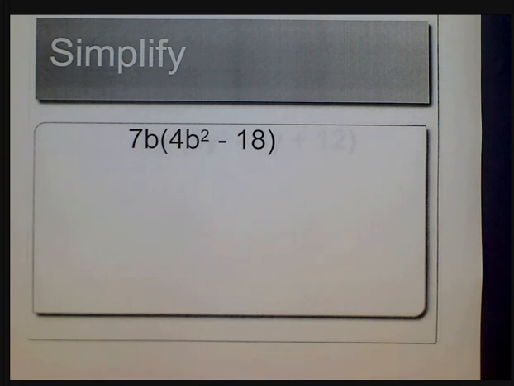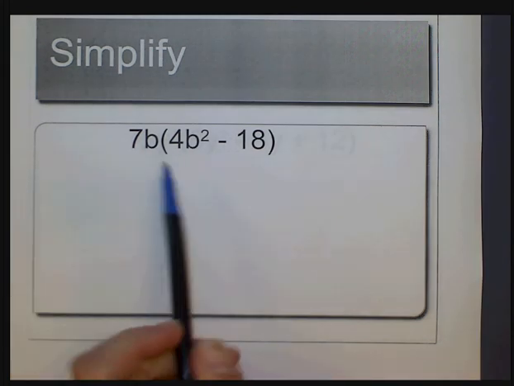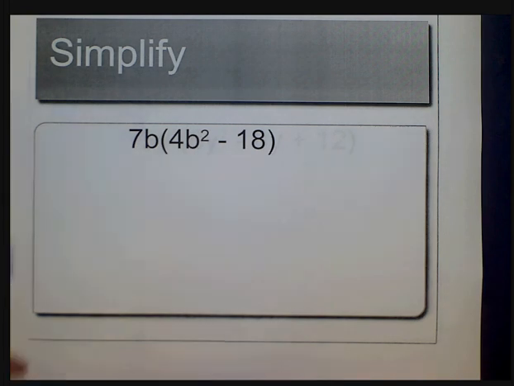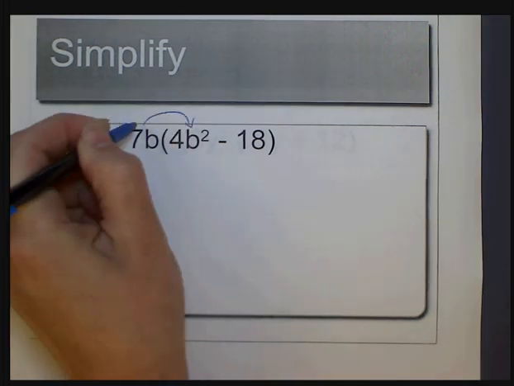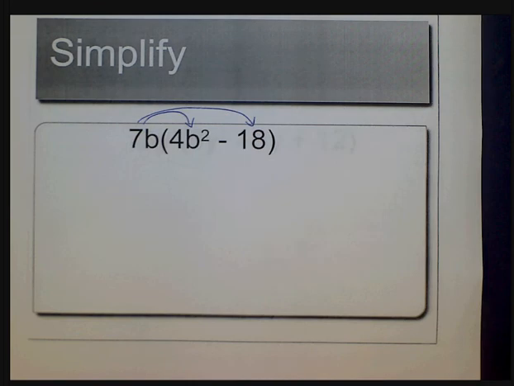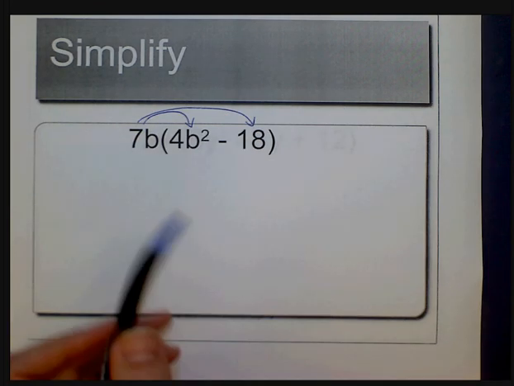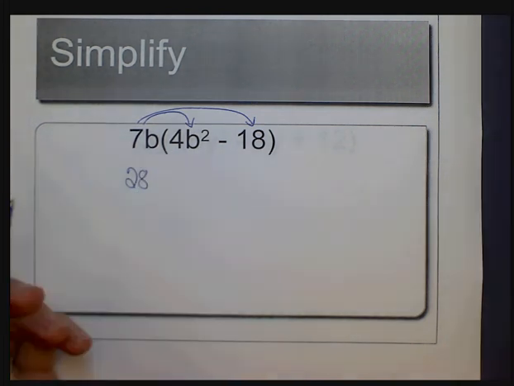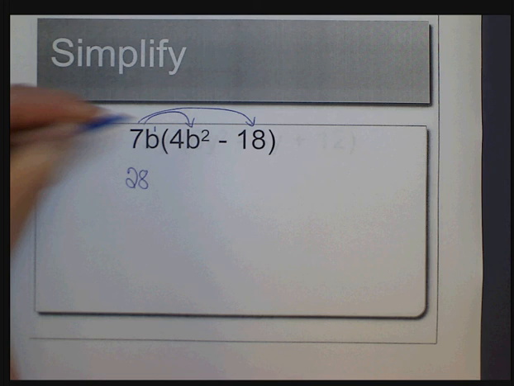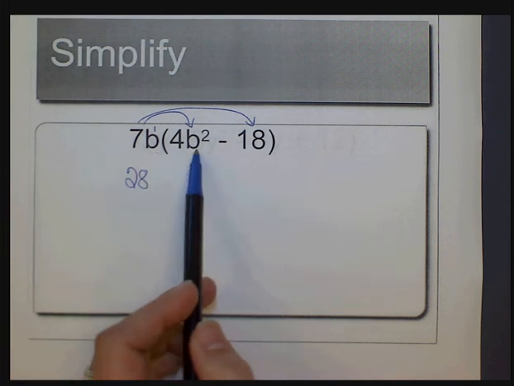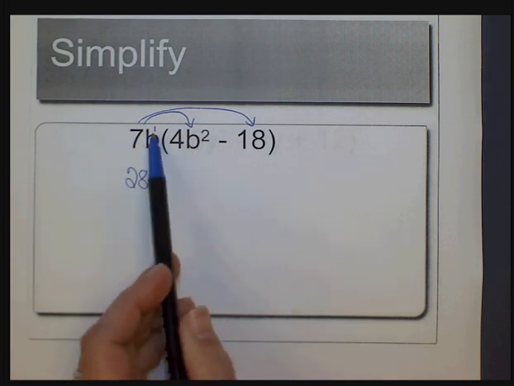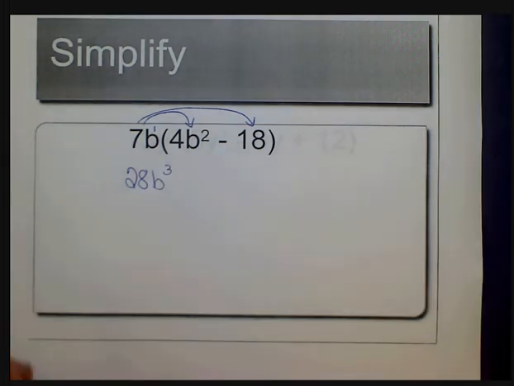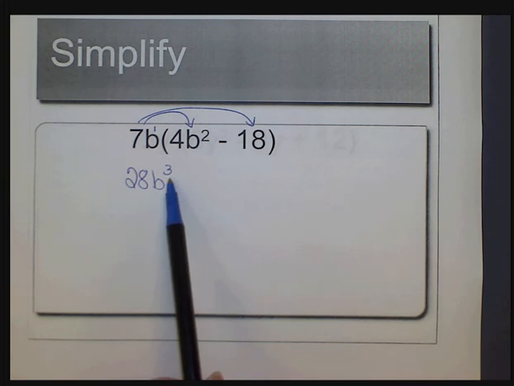Our first example has a monomial, 7b, times a binomial, 4b squared minus 18. So what we have to do is distribute this 7b to both things inside the parentheses. So first thing you do is multiply the numbers. 7 times 4 is 28. And remember, this is b to the first times b to the second. When we have like bases being multiplied, we add the exponents. This becomes b to the third. So the first product becomes 28b to the third.